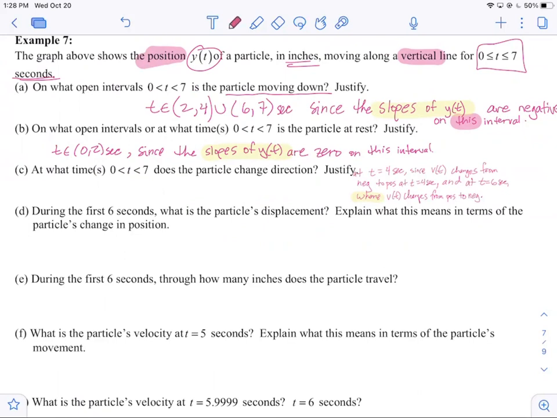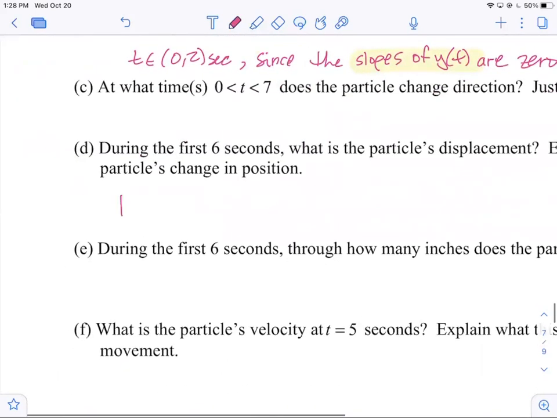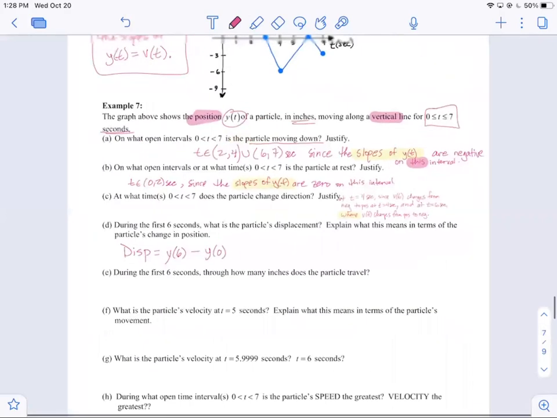It's your net change in position, right? So let's label it DISP for displacement. It's your final position at 6 minus your initial position at 0. So that indicates your method. All right. Do your math homework.